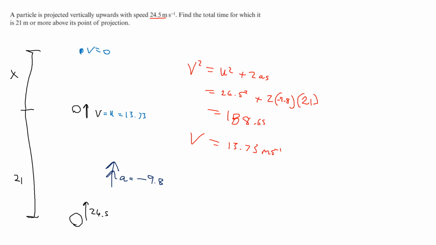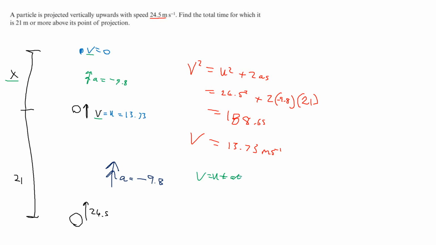How are we going to do that? Well, we don't know the distance. We know the velocity. We know the initial. We know the final velocity. We know the acceleration is still minus 9.8. Okay. So we're going to use v equals u plus at.